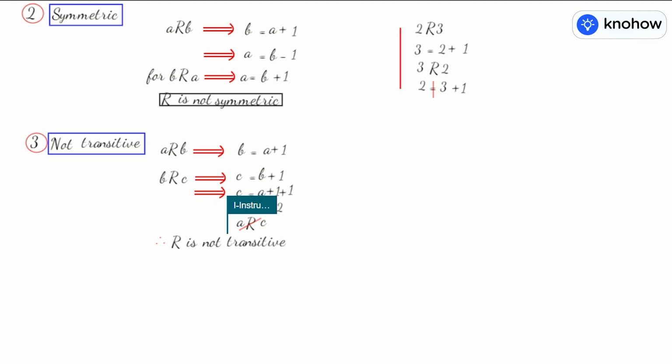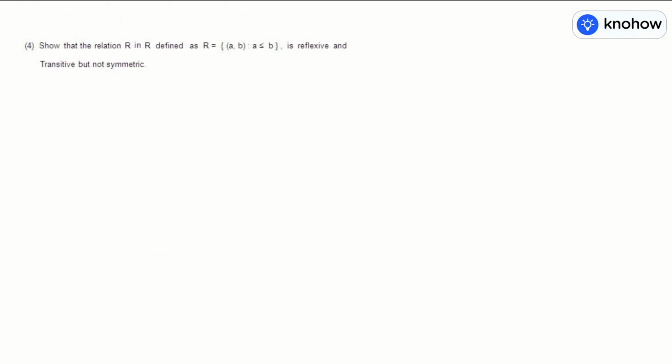So in the present sum, it is neither reflexive nor symmetric. Now the next sum is, given is a set of real numbers. The relation is defined as R equals (a, b) such that a is less than or equal to b. We have to prove that R is reflexive and transitive but not symmetric.